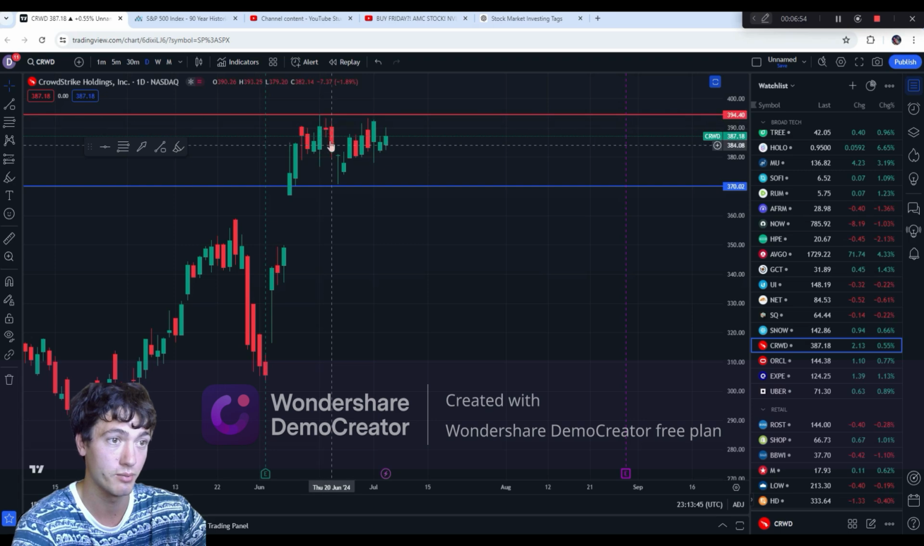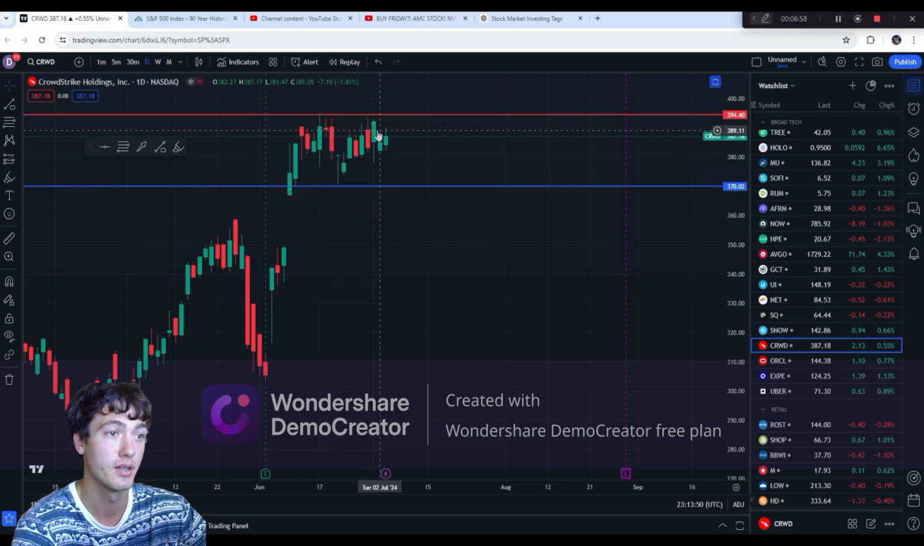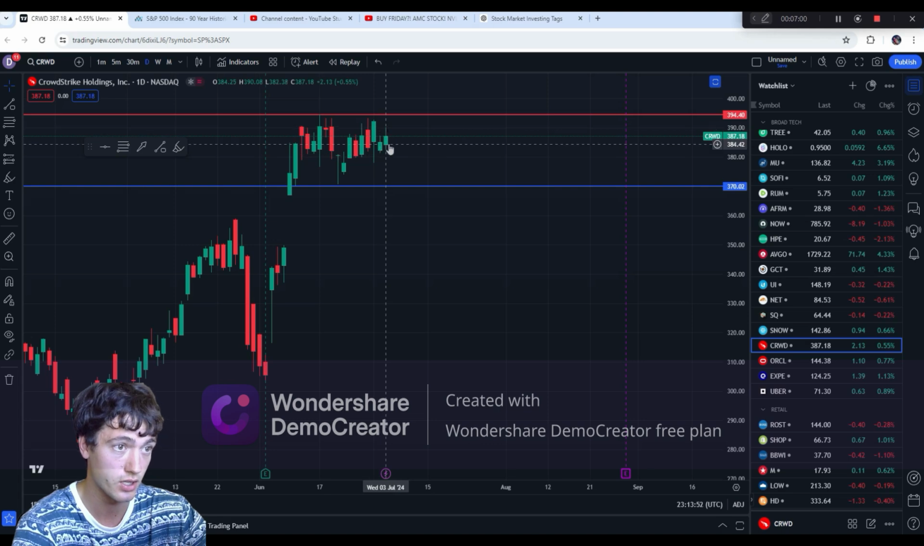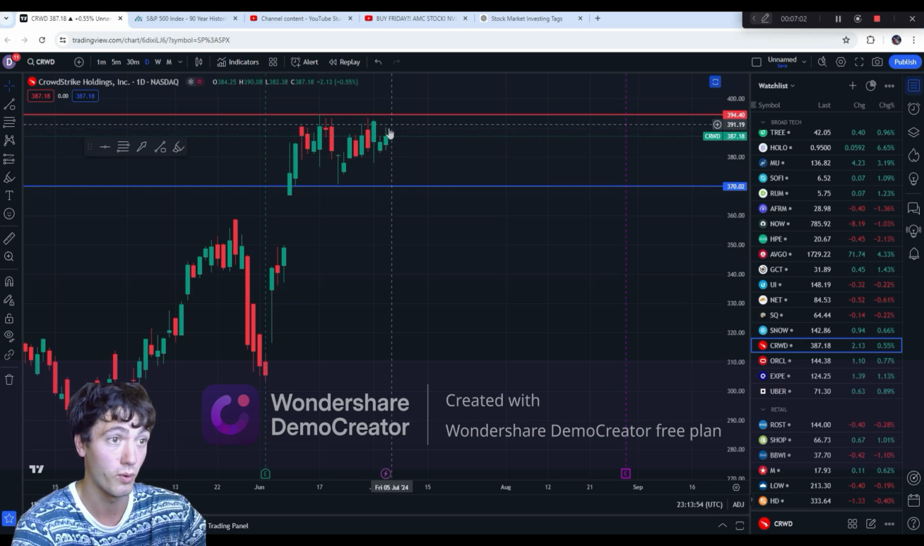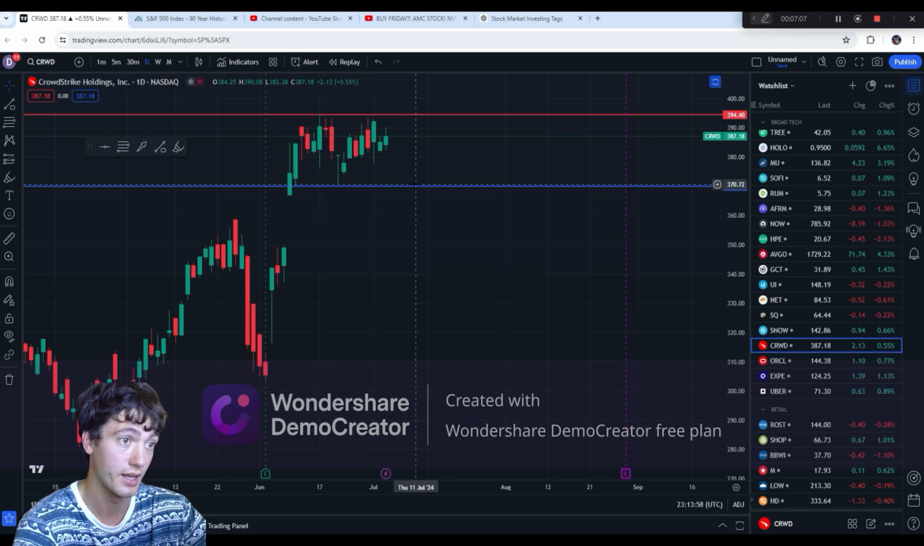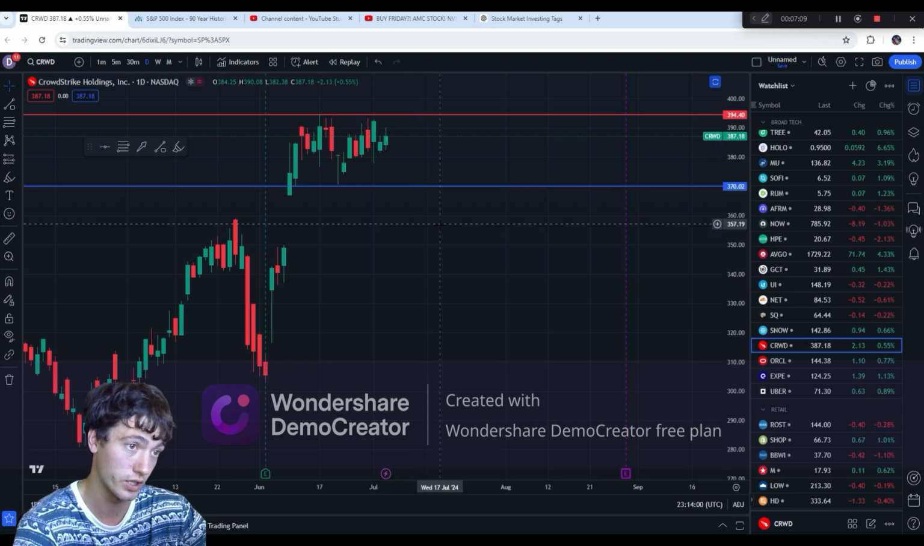Up, didn't hit that. Boom. Now down to support. Boom. Up to resistance. Came back down. Now it's kind of stalling out. It might want to either go right back to resistance, or it's going to come down and hit that support again and then go back up, or hit that support and go back down.